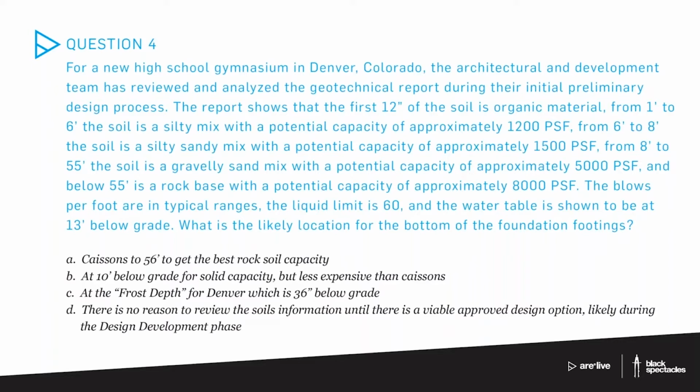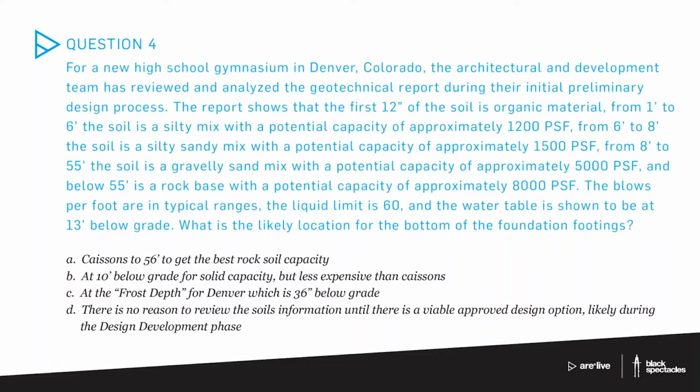And then from 1 foot to 6 foot, the soil is a silty mix with a potential capacity of approximately 1,200 PSF, pounds per square foot. And then from 6 foot to 8 foot, the soil is a salty sandy mix. These terms sound sort of funny, the salty sandy mix. They actually often get even longer.